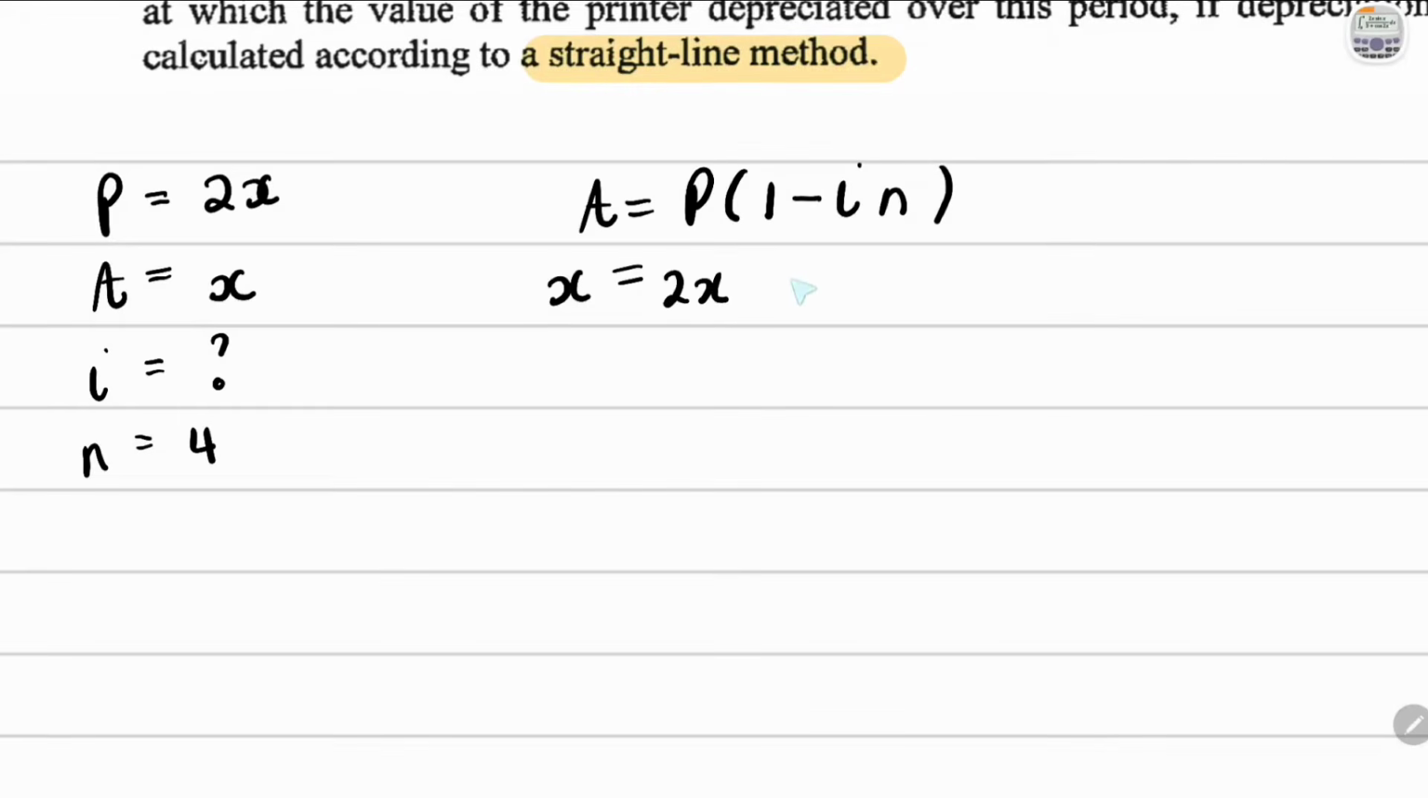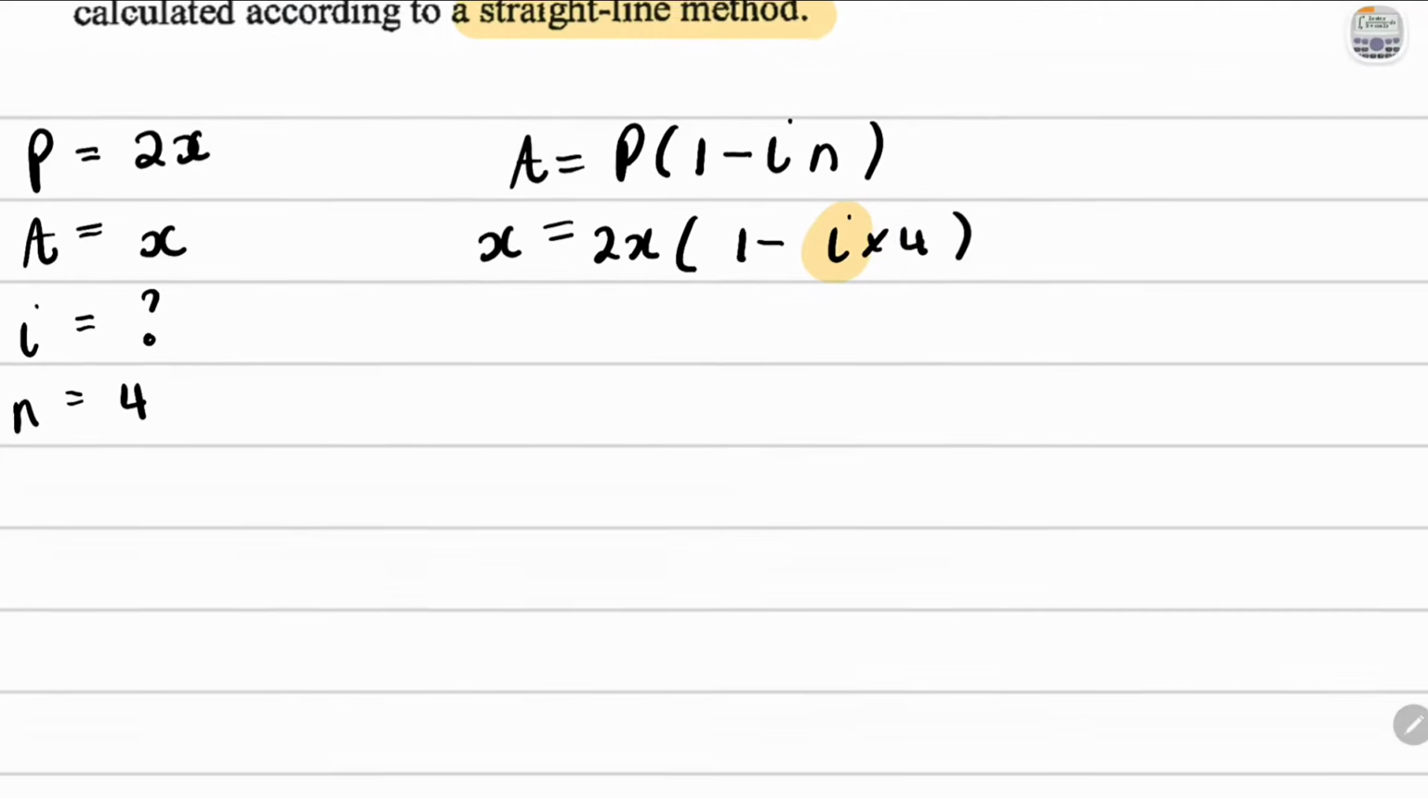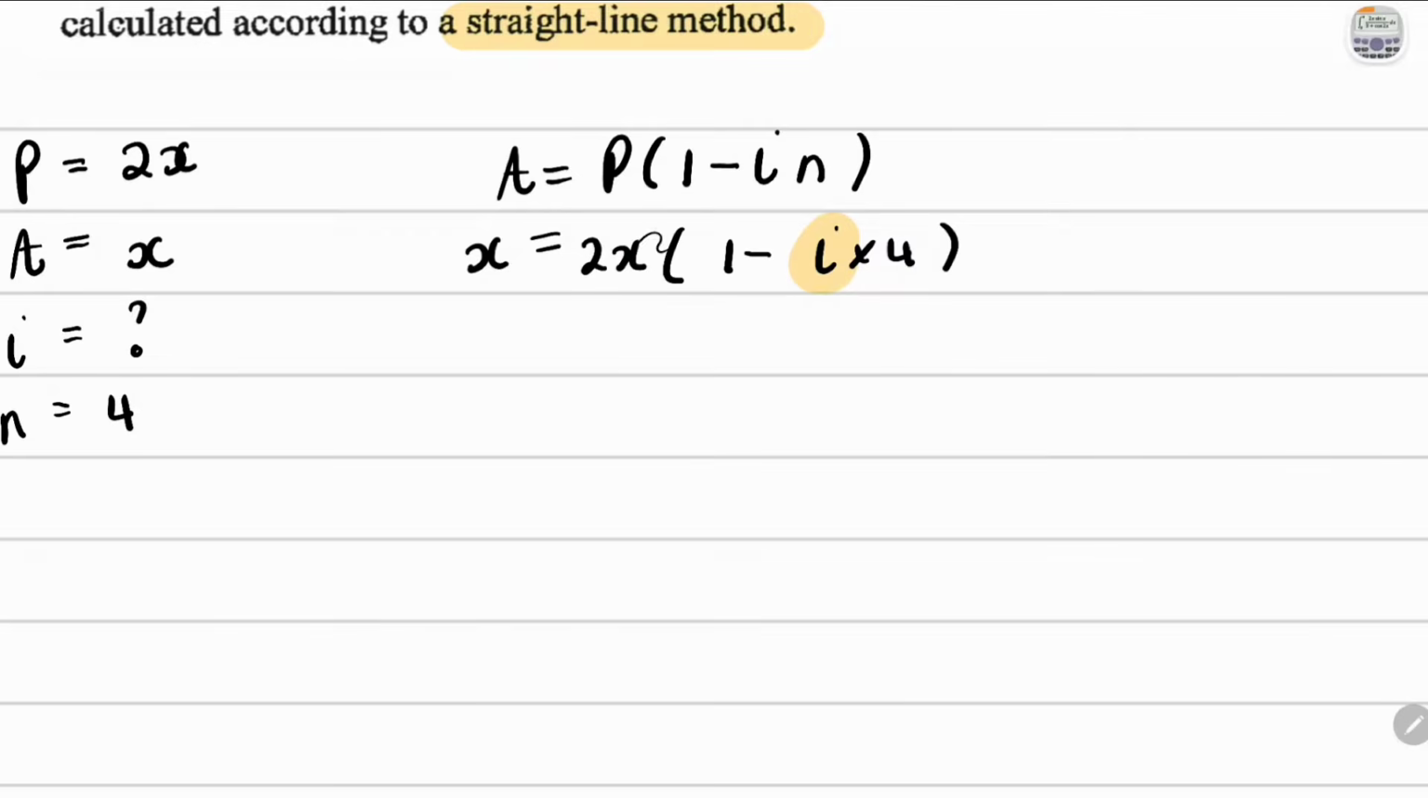So this is 2x, and then this is 1 minus, and your interest, we don't know what that is, and we know that this is 4. Okay, so we're just trying to make i the subject. What do we have to do first? Okay, we can get rid of the 2x, and it's fine in this case. You're allowed to divide by an x because the x represents an amount. It's not 0. The printer does not cost nothing rands.